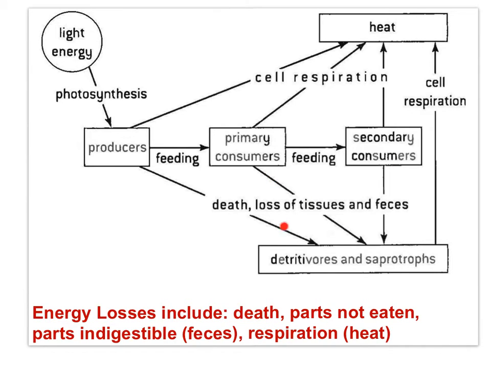Some energy from every trophic level passes to the detritivores, the saprotrophs, the decomposers. This diagram displays this nicely. In addition to the loss of energy as heat, some energy is lost as feces, material ingested but not assimilated. Some available high-quality energy never gets ingested.